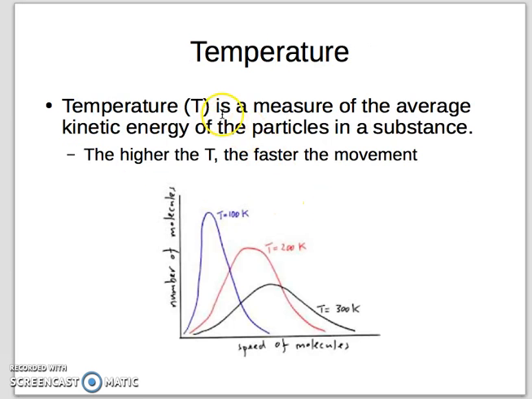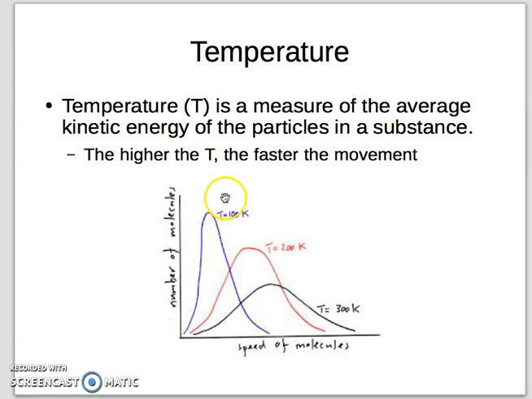All right, let's just skip that slide. Temperature is a measure of the average kinetic energy of the particles in a substance. The higher the temperature, the faster the movement. So these 3 curves represent the same substance or same sample. This is the number of molecules. This is the speed of the molecules. The area under the curve would be the same in every case.